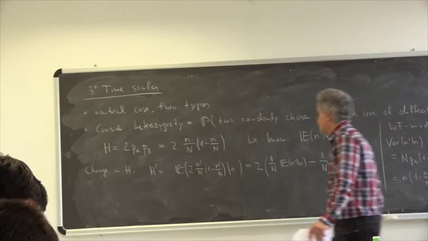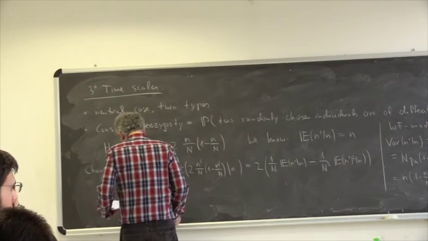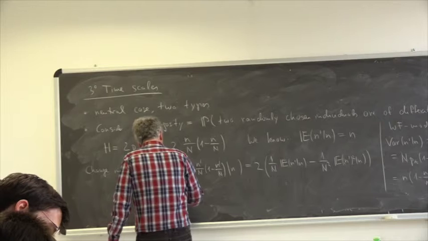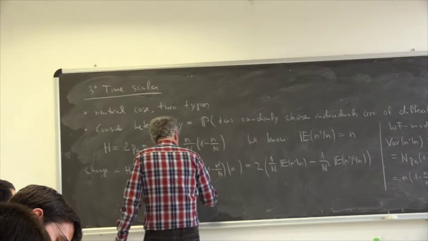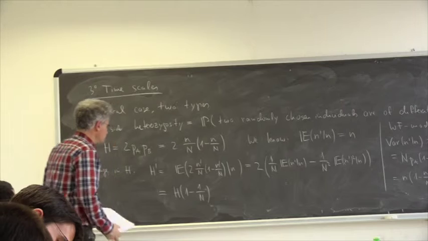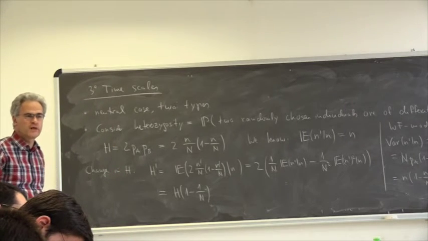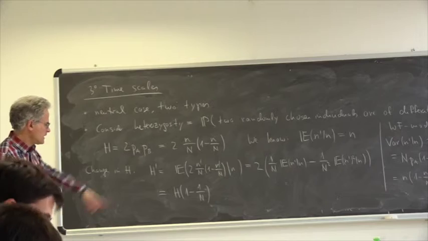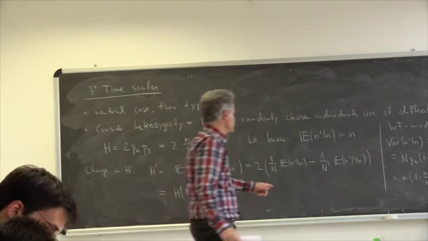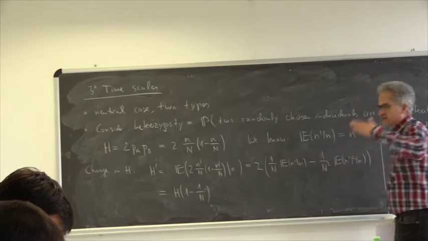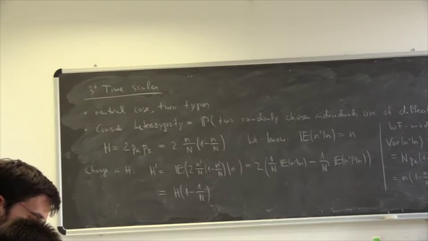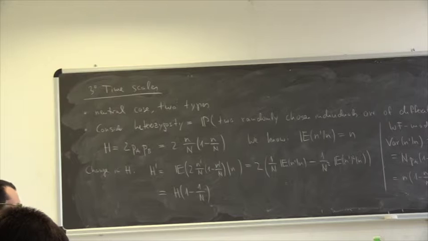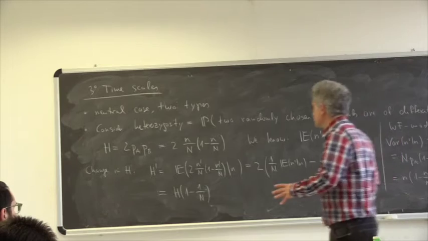And so the upshot, this is a fairly trivial calculation, is that the heterozygosity after one step decreases by a factor of 1 minus 1 over n. This is easy to work out using this relation. And so the heterozygosity actually decreases. In population genetics, this is a standard way of quantifying what people call genetic drift. So the fact that this random sampling reduces the diversity.